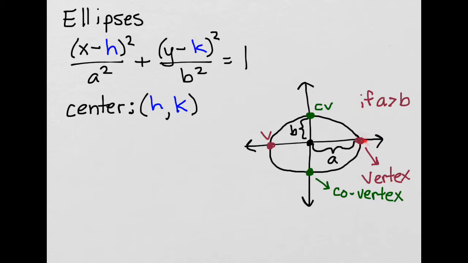So if we were to look at this graph of an ellipse, this is just one instance. This is if a is bigger than b. So the distance from the center to the x vertex, I guess, is a. The distance from the center to the y vertex would be b. And in this case, since a is the biggest one, those are actually the vertices, and the vertical ones are called the co-vertices.